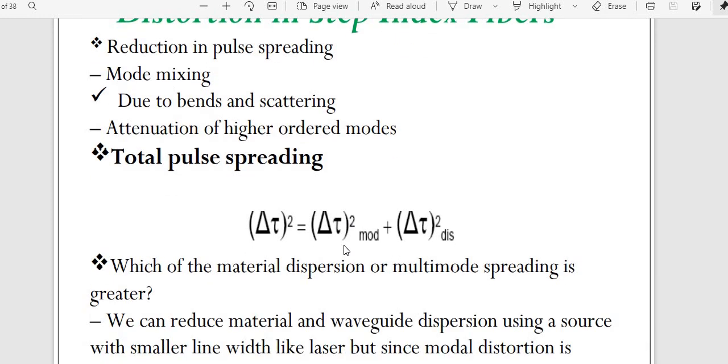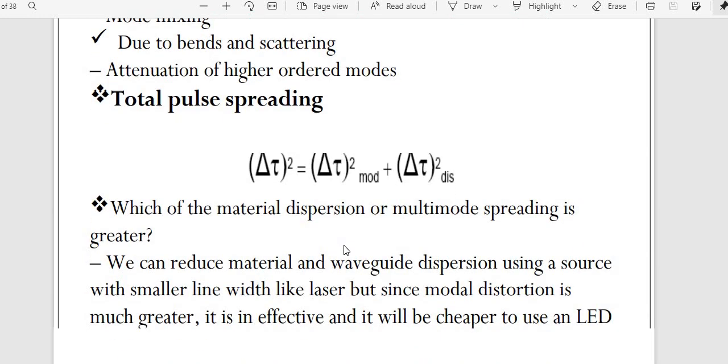So what is the meaning of distortion? The total pulse spreading. Whatever pulse spreading we have, delta t of mode squared plus delta t squared of dispersion, both we need to consider. Then only we can reduce the material and waveguide dispersion using a source with a smaller line width like a laser, because a laser is a single beam of light, right? But since modal distortion is much greater when compared to the other part, it will be cheaper to use LEDs.